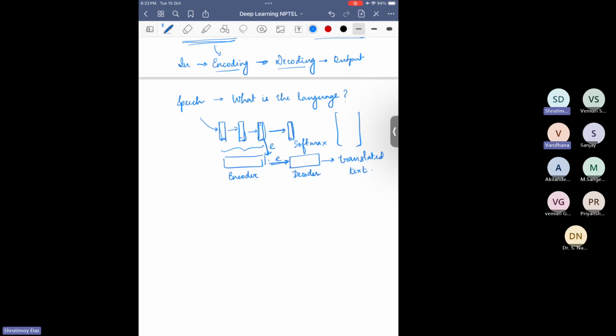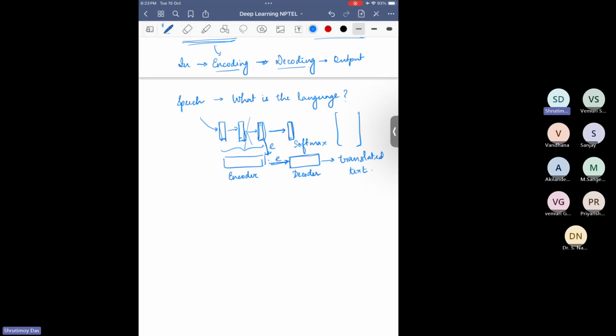You can take this part, or you may be interested in taking only the encodings here. It's up to you. You have to test which part gives the best encoding. And then the decoder is another neural network. Because the output is text in this case, it will mostly be RNNs only, because you are generating sequential information. Okay, so this is the basic flow.